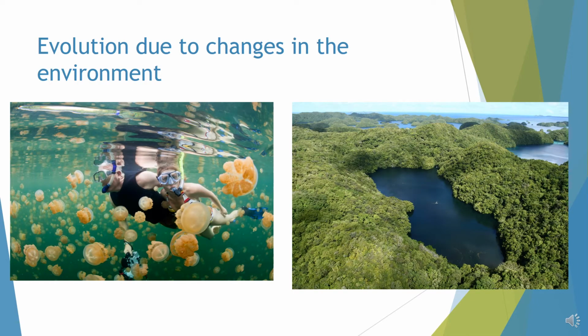This is probably my favorite example of evolution due to changes in the environment. So these blobs that you see here, these are actually jellyfish. They're called golden jellyfish. Or jellies. They've actually preferred scientists to use the term jellyfish because they're not technically fish. Anyways, they're in Lake Palau. It's in the Indo-Pacific.